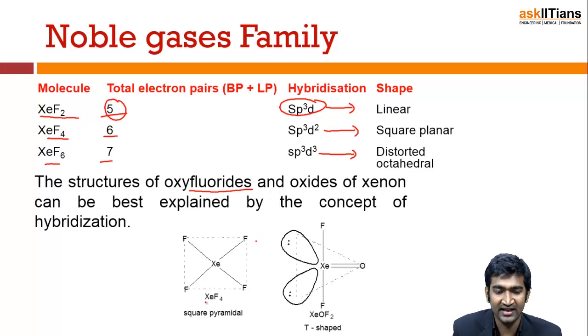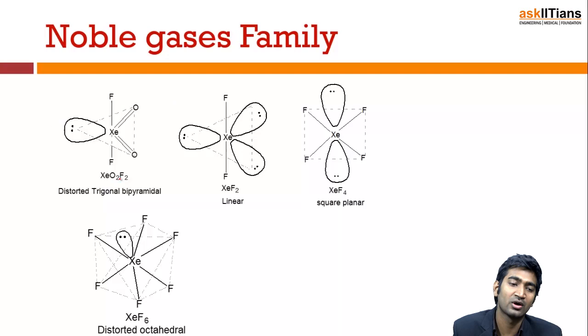So you can see XeOF4 is square pyramidal, with lone pairs also there. XeOF2 is T-shaped. XeO2F2 is distorted trigonal bipyramidal. XeF2 is linear, because all these lone pairs will occupy the equatorial positions. So it is linear. XeF4 is square planar and XeF6 is distorted octahedral.